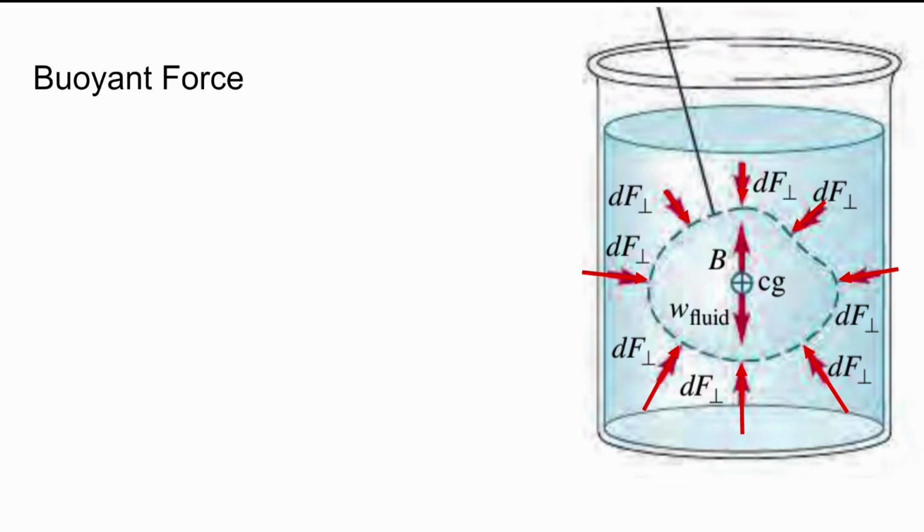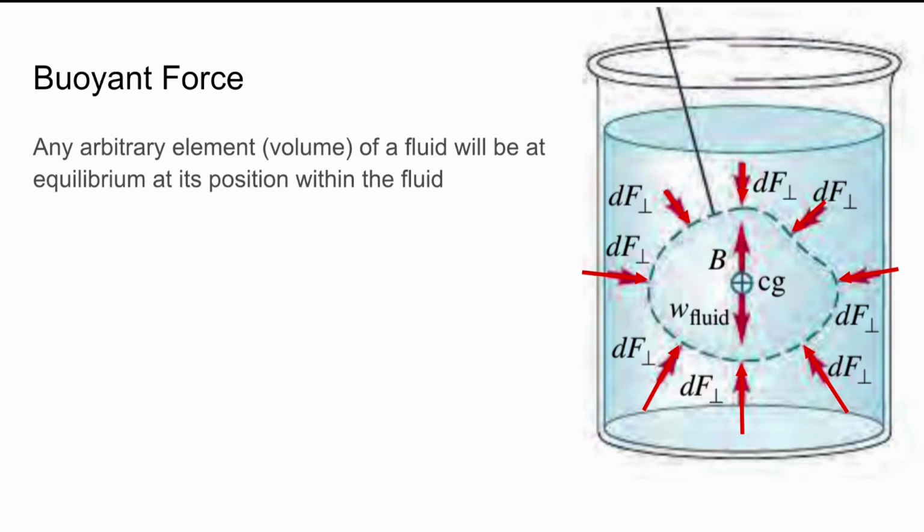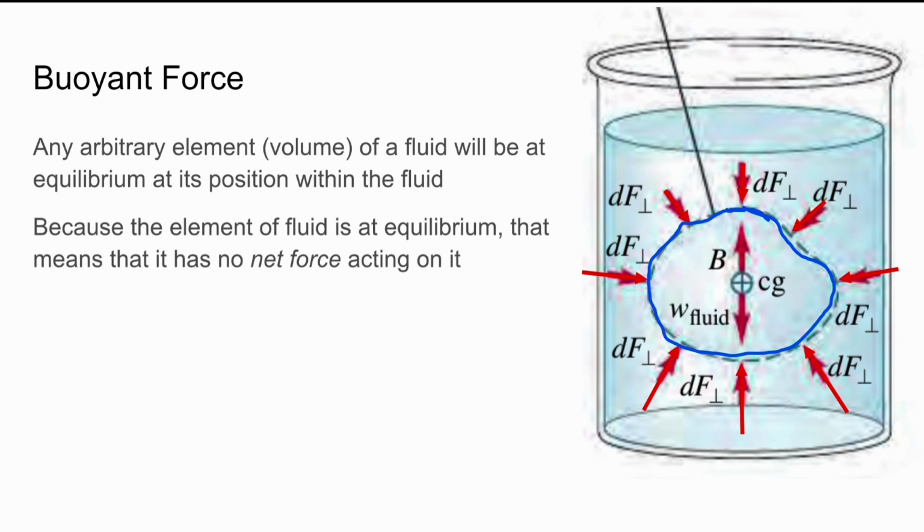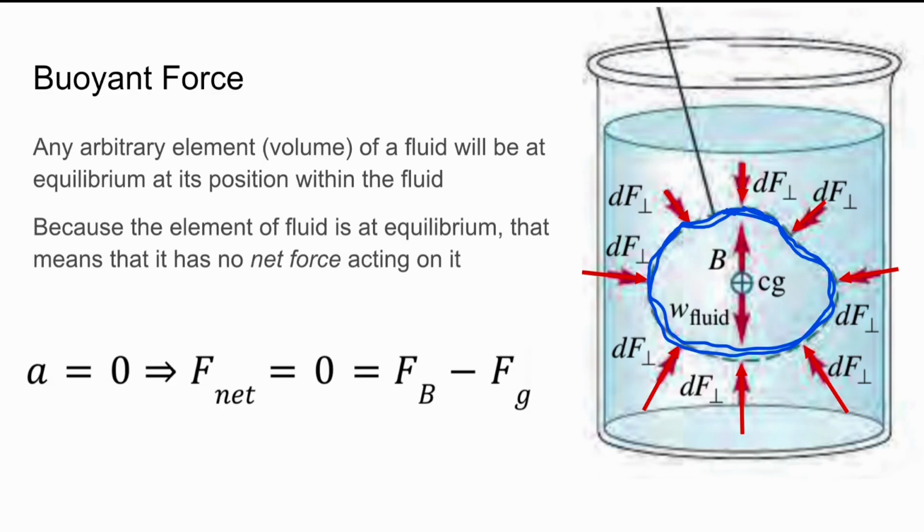We're first going to talk about the buoyant force. This is the force of buoyancy. If we think about any volume of water and we separate out any individual portion of that volume of water, like this portion over in the diagram, any arbitrary element or volume within that fluid will be at equilibrium at its position within the fluid. And obviously, if we're at equilibrium, that means there is no net force acting on that system. So if we've separated out this portion of fluid from the rest of the fluid, its acceleration has to be zero if it's at equilibrium. And so its net force also has to be zero, right?